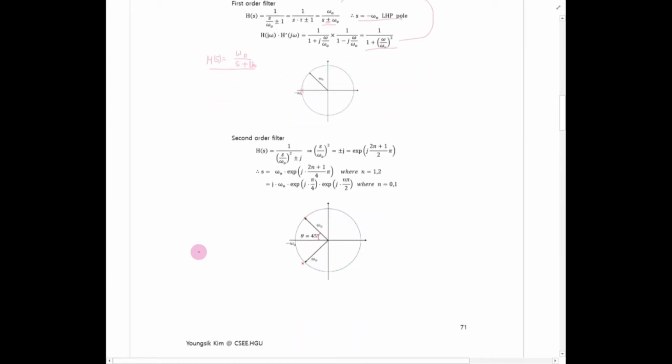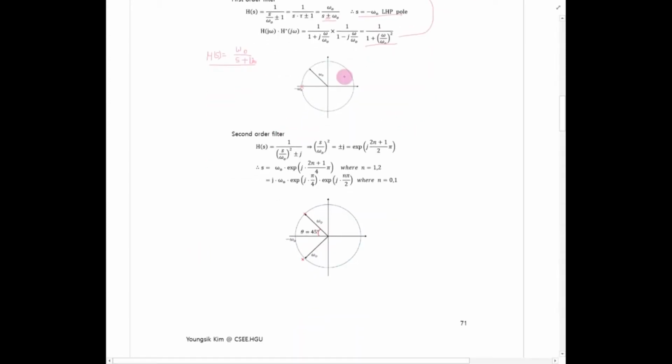What about the second order filter? In the second order filter, you know that n is 2, so omega over omega 0 to the power 4. To have this kind of magnitude response, the transfer function should be like that. So s over omega 0 should satisfy these conditions. Plus minus j can be expressed in the general angle. It looks like this one. So s should be omega 0 times exponential j (2n plus 1) over 4 times pi.